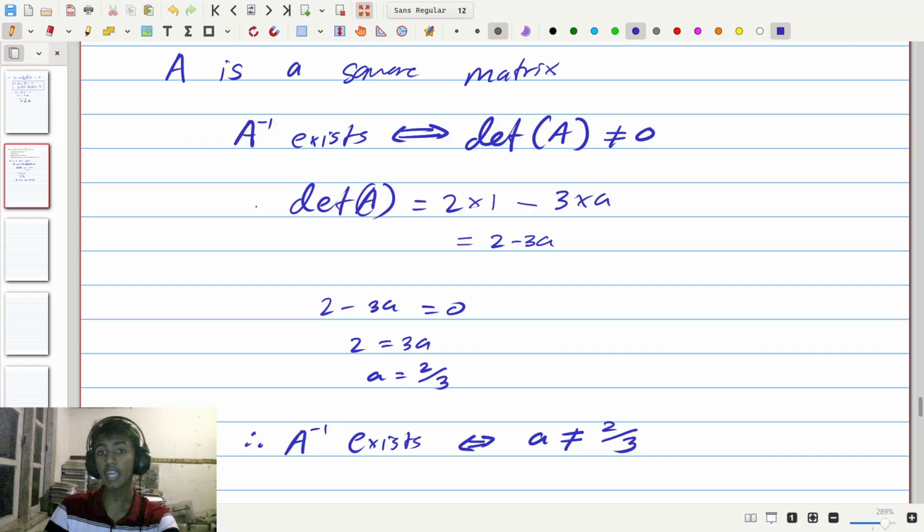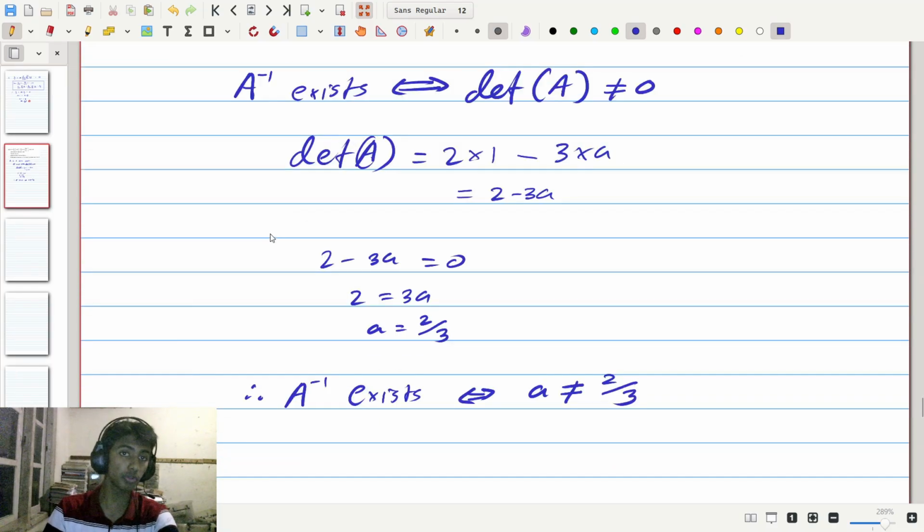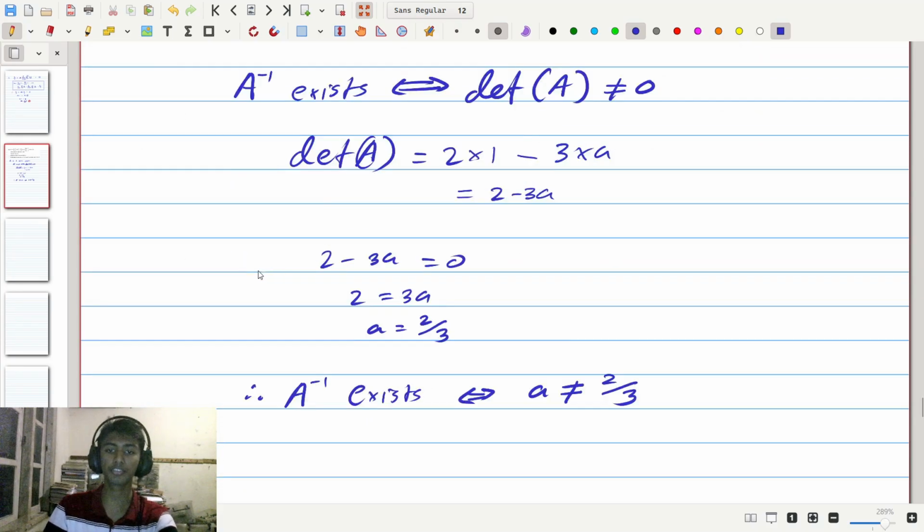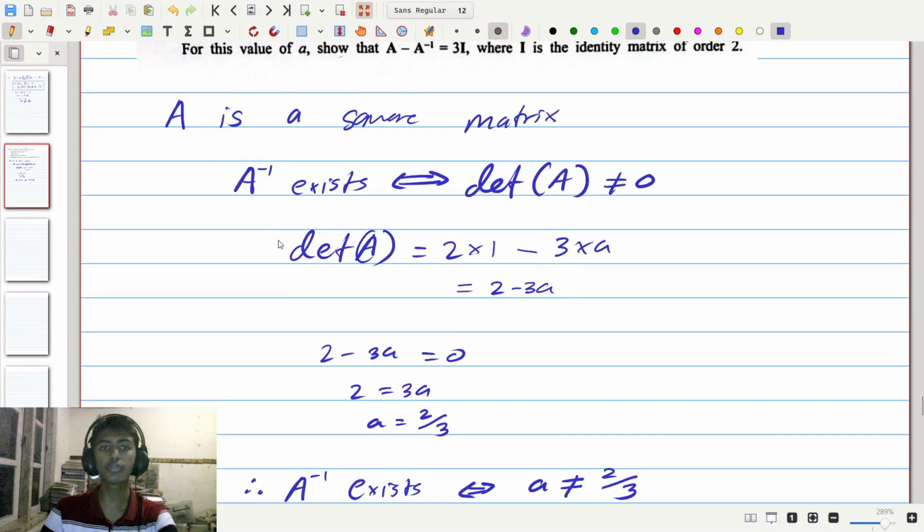So we can say that A can be any element of the real numbers except for 2/3, because if A is equal to 2/3, the determinant of capital A is equal to 0, in which case we have a problem where we don't have an inverse matrix. So now with that, we've solved the first part of the question.